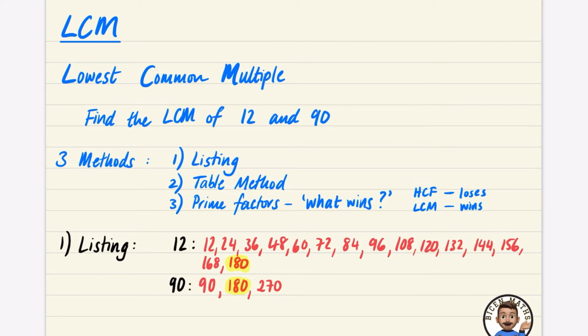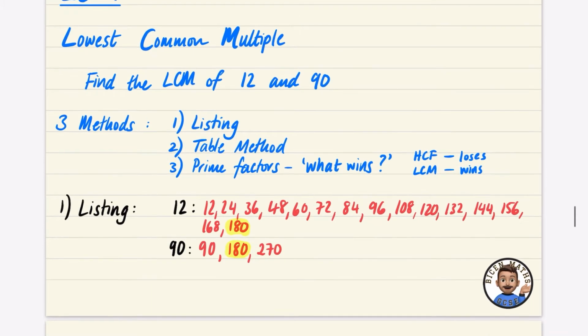It's very easy to make a mistake when you're doing the 12 times table. It might not even be numbers like 12, it could be bigger numbers. So that's probably why I don't like listing very much. I think sometimes it's easy to go wrong there.